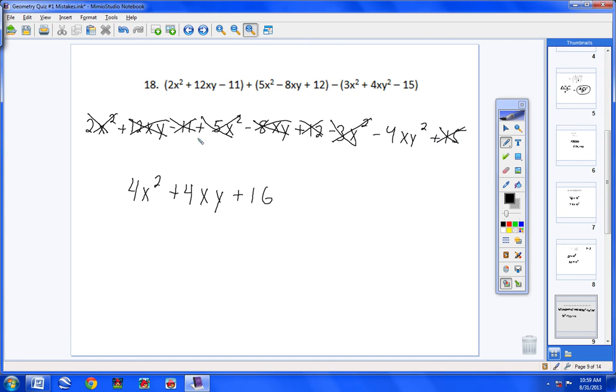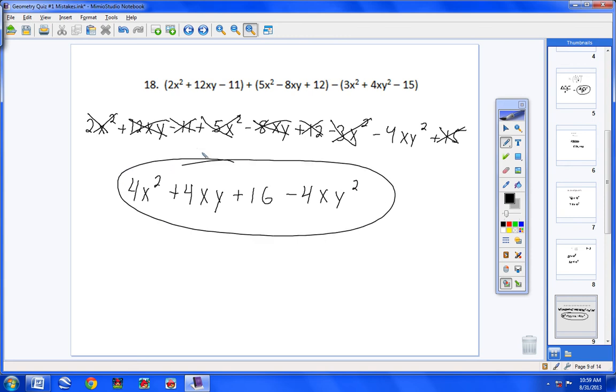And now we're down to just one term, so bring it on down. There's no like terms to put with it. Negative 4xy squared. I don't like these problems. They're really long and tedious, but they're not hard, though, that's for sure.